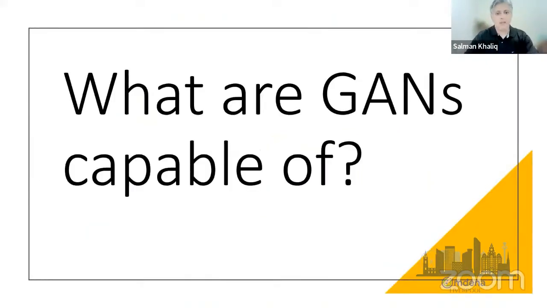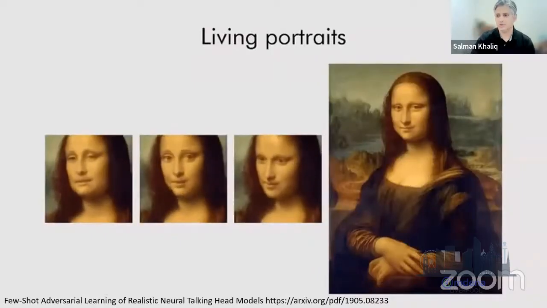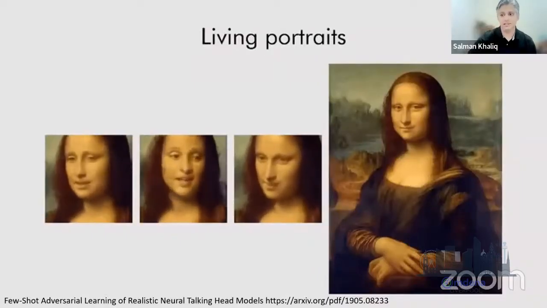So what are GANs capable of? Let me give you some examples. This is what I was talking about, the Einstein image. You can see this is a Mona Lisa.